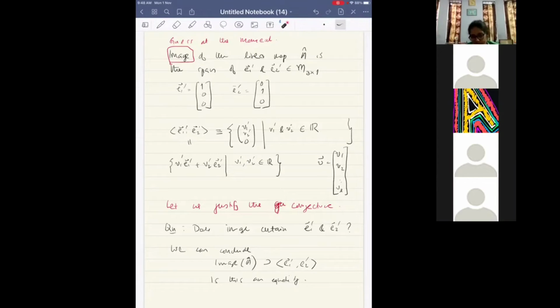Let me just frame it for you. Everything is contained. These are all subspaces of 3x1 matrices. This is one subspace, this is another subspace. This subspace is contained, and the question is, is this an equality or not? So now you said something, I think if you make it more precise.